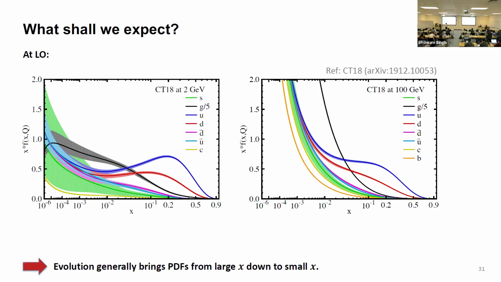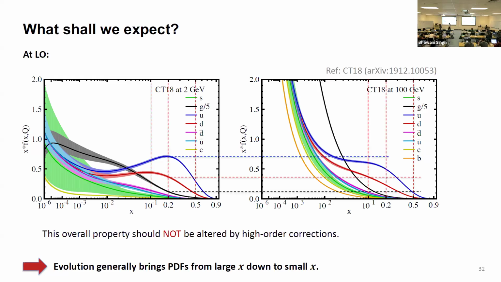And this is where all the flavors are laid together. If you just compare by eye, you see that the large-x region is pushed to the small-x region. And I add some grid. You can compare that, for example, at x equals 0.2 for this blue line, which is the U quark. You compare the left with the right, you see it's decreasing at large x, but at small x, clearly it's increasing. And that's a general expectation.